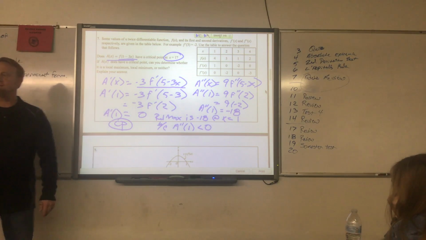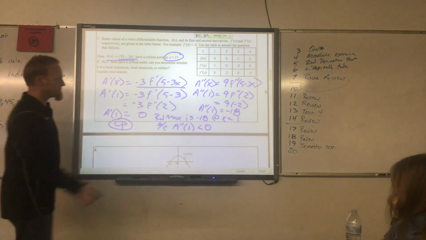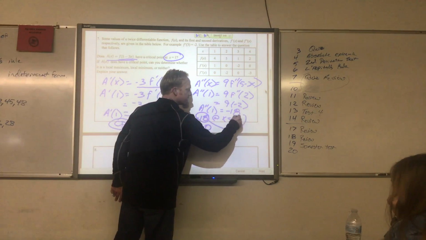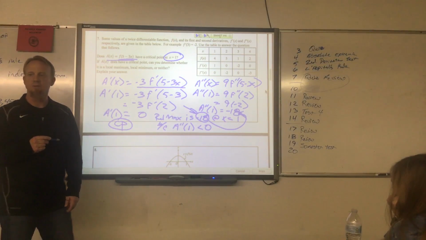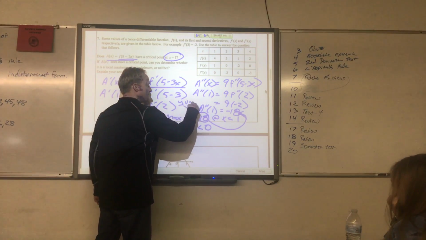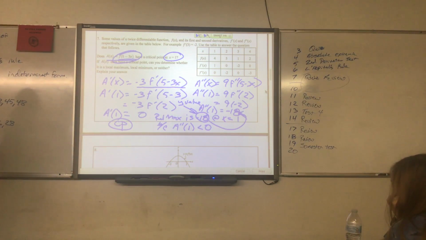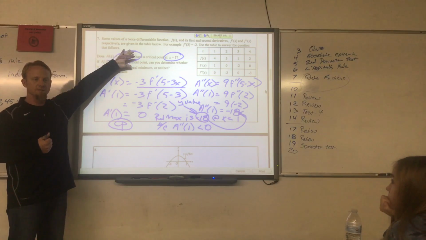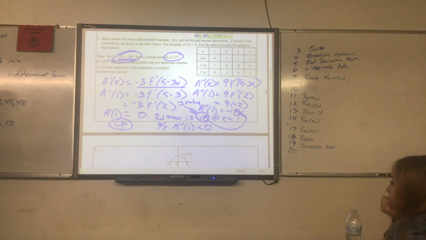No. Well, it's saying relative max to that. Negative 18 is the second derivative value. What value should be here? The y value from the original. If you're going to tell me what a max or a min is, you have to give me the y value from the original function. Okay? A value from the derivative or the second derivative just gives you information. It does not tell you what it is. You have to go to the original to figure out what it is.